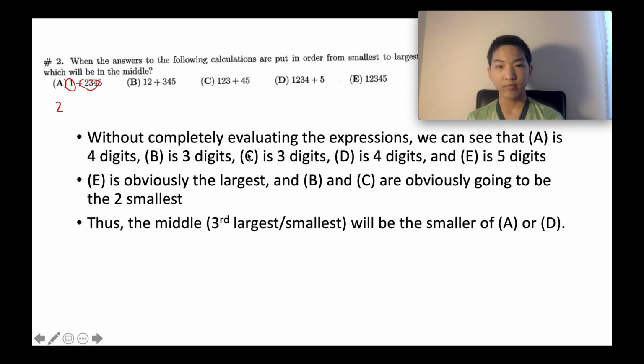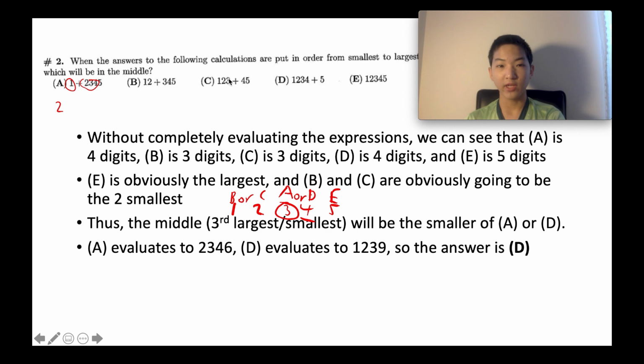Thus, the middle number, which will be the third largest or the third smallest, will be the smaller of A or D. So if we were to order it out, we know that for the first smallest and then the second smallest, we have B or C. For the largest, so we could just say fifth smallest, we have E. So that only leaves the third and fourth places, which will be occupied by A or D. And for the middle one, we want to figure out which one the third is. So we need to figure out, is A smaller or is D smaller? Because the larger of them will be on spot 4.